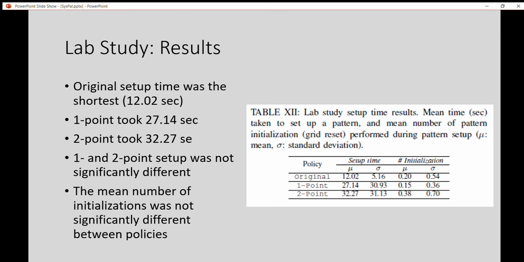Of the setup time for the passcodes, the original time was the shortest, taking only 12 seconds. 1 point took 27 seconds, and 2 point took 32 seconds. They found that the 1 and 2 point setup time was not significantly different from each other, and the mean number of initializations was not significantly different between the different policies.